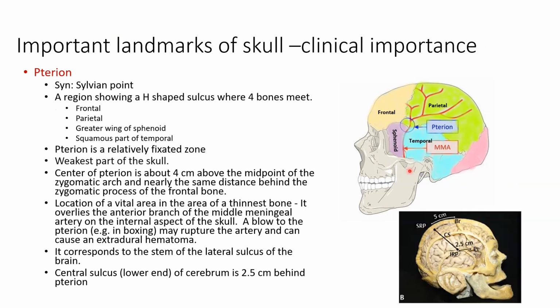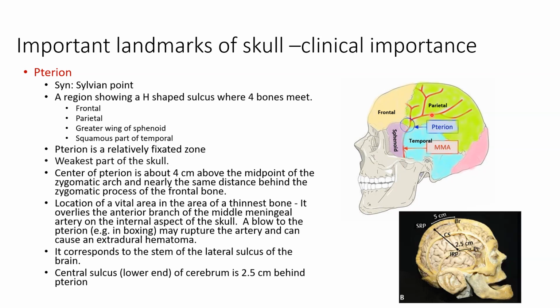Another important landmark is the pterion or Sylvian point. It's a region that shows an H-shaped sulcus where four bones meet. The four bones that are meeting are the frontal bone, the parietal bone, the greater wing of sphenoid, and the squamous part of temporal bone. You can see the two vertical limbs of the H, and joining them will be the transverse line you are seeing. So this encircled area is the pterion, and it is a fixed zone and the weakest part of the skull.